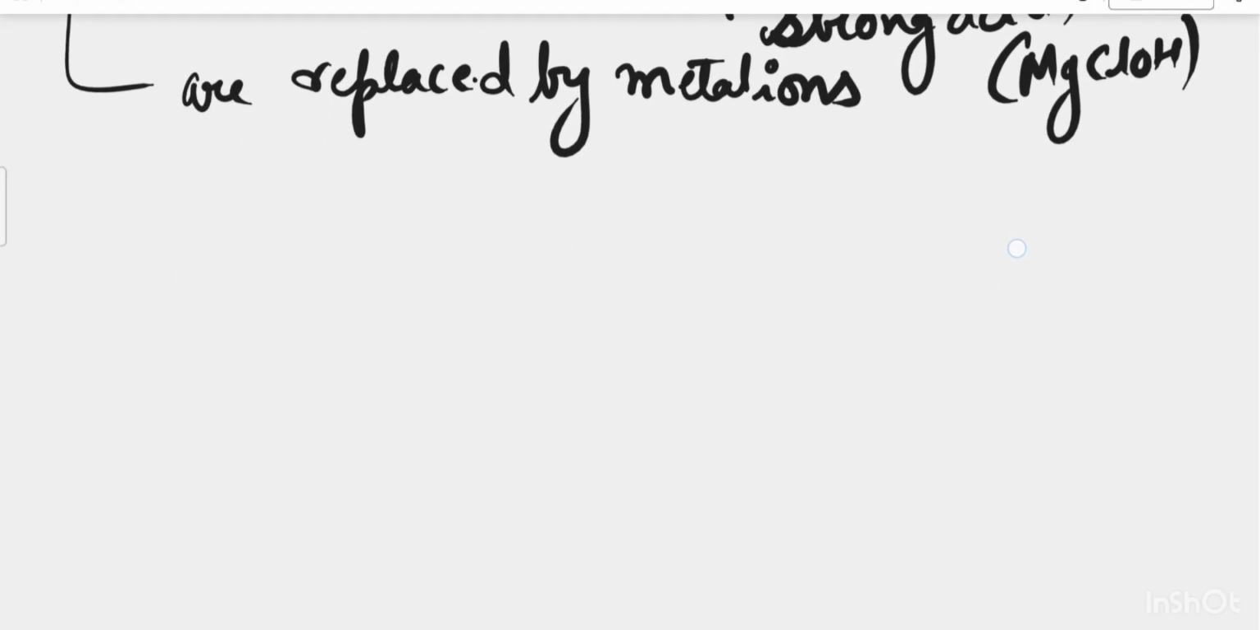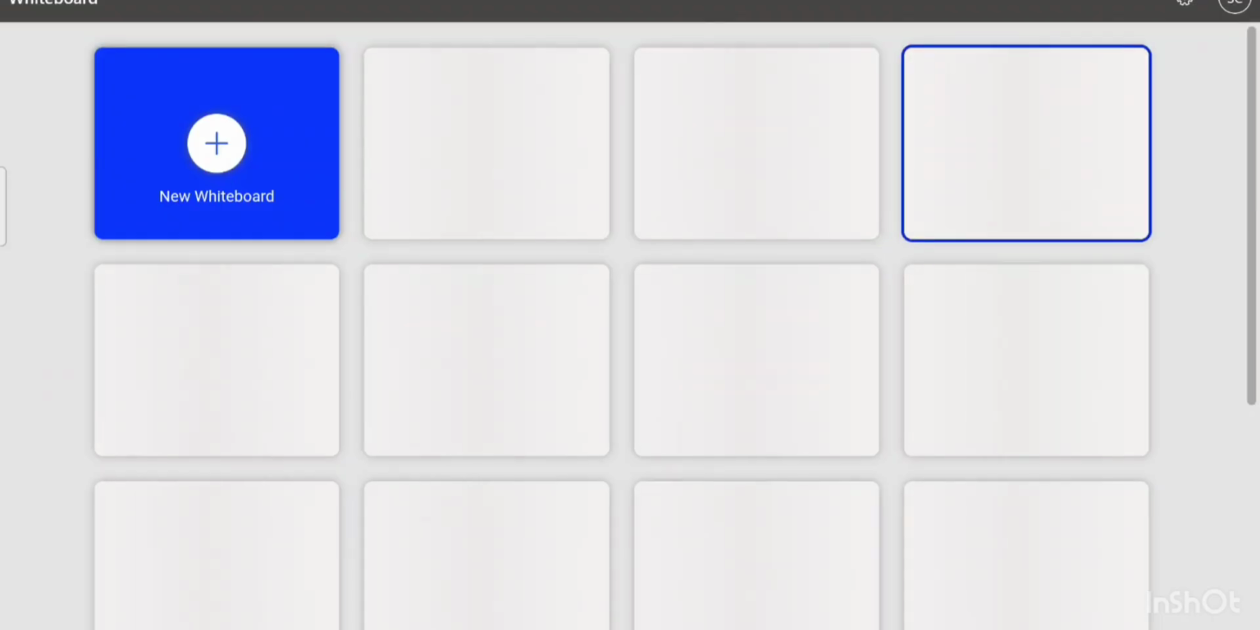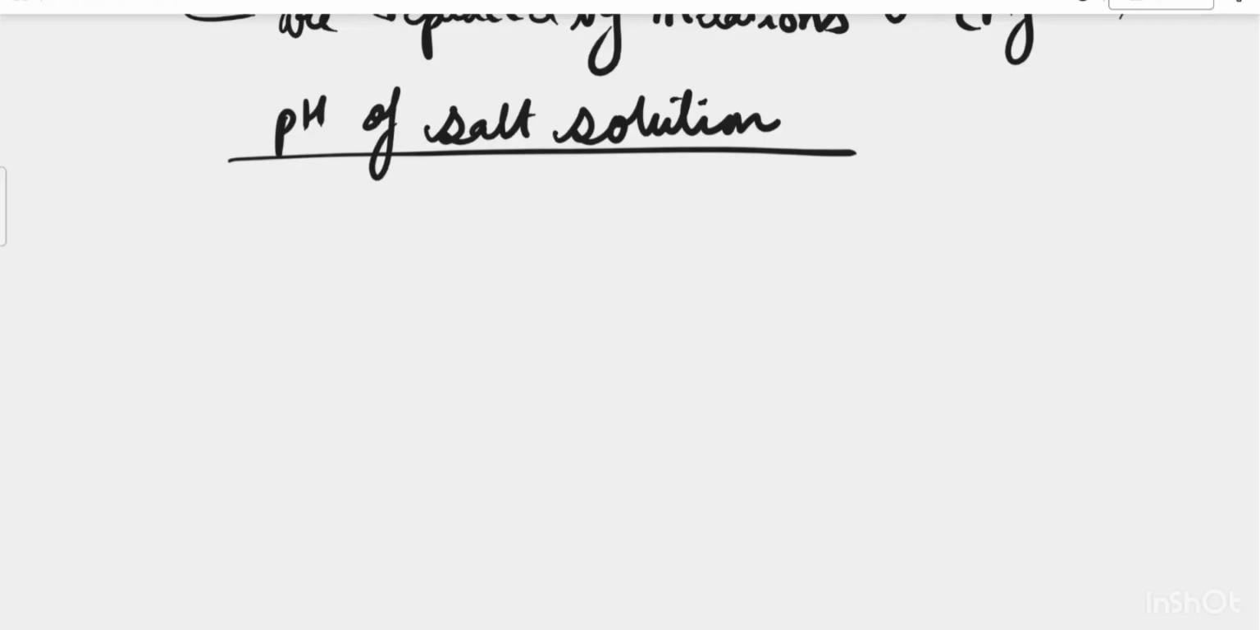Now, pH of salt solution. The pH of a salt solution depends on the strength of the acid and base from which it is formed. Okay.